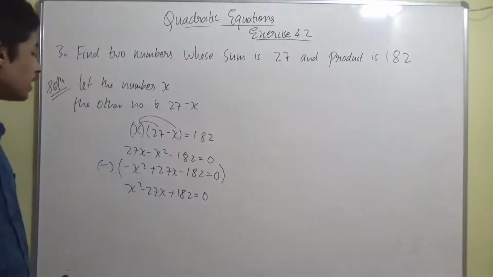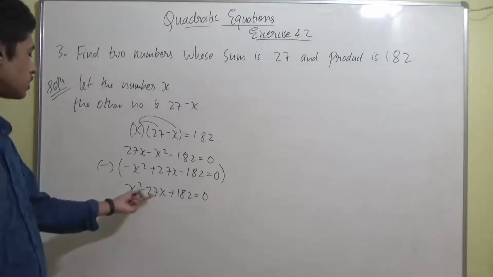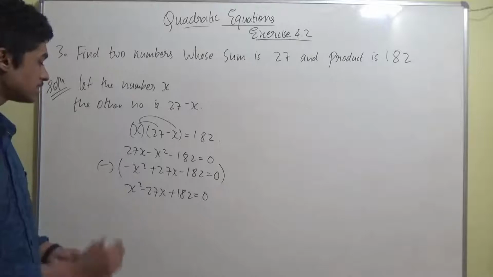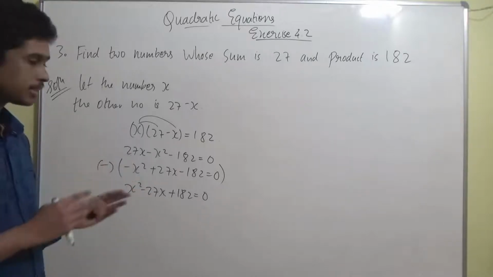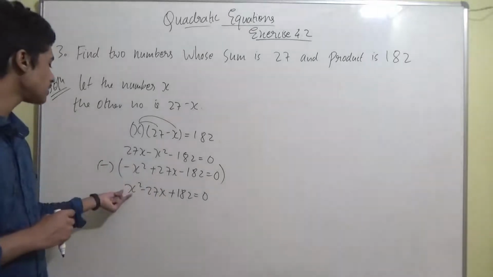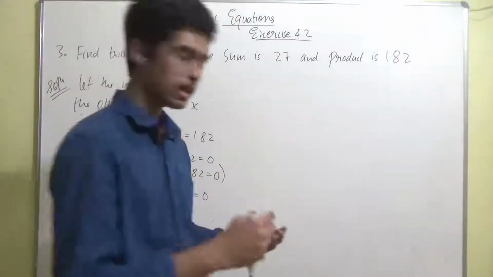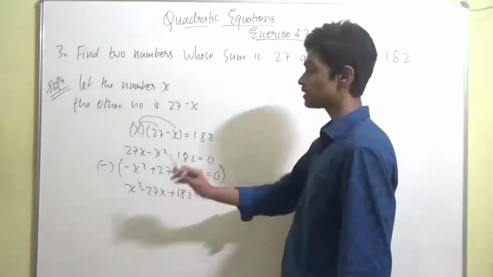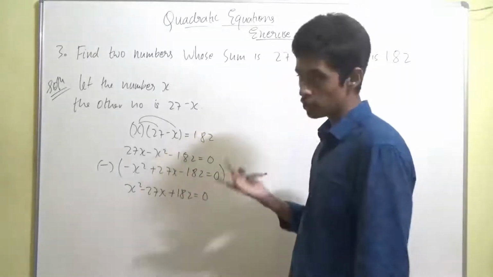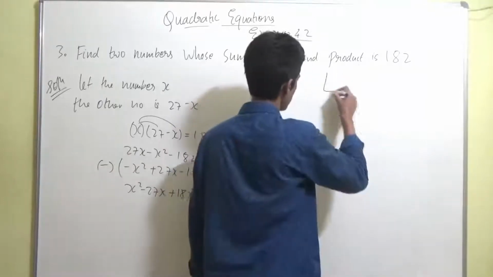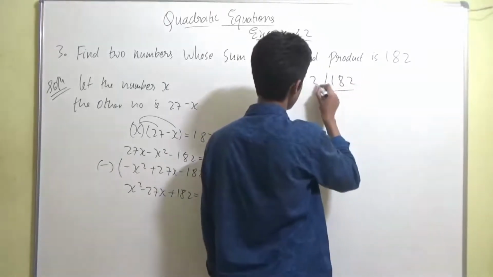Getting it guys? Now if you split this 27 in such a way that when you multiply the two parts you get 182, since here the first coefficient is just 1, the multiplication of the first and the last term is 182. So split in such a way that you are going to get 182. We don't know how to split them, so what we'll do is the prime factorization of 182 first, right?